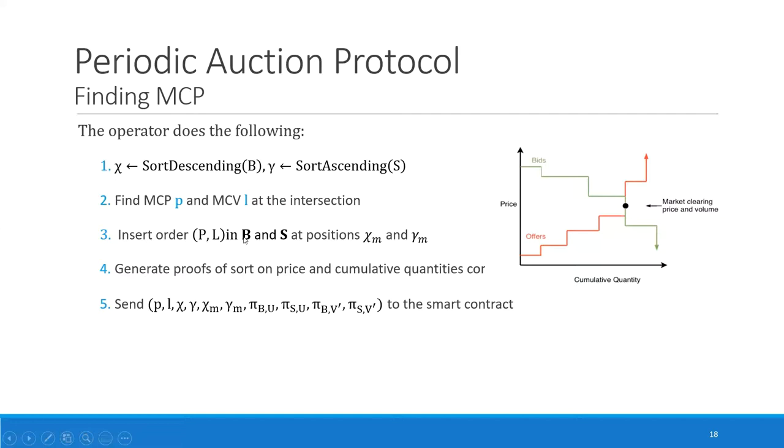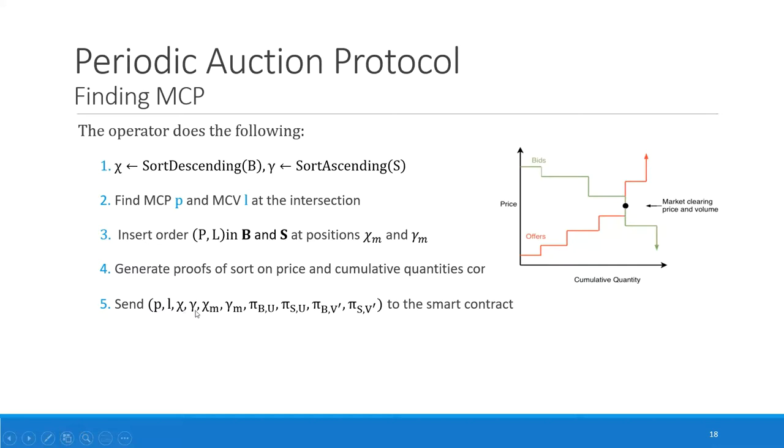So the next step for the operator is to generate proofs of sortedness on the price commitments in B and S, and also prove sortedness of all the cumulative quantities. So here we have cumulative quantities that are increasing, and also the cumulative quantity for bids are in increasing order. So only the price commitments in B and bids are sorted descendingly, but all other commitments, like the sell price or the cumulative quantities, are sorted ascendingly.